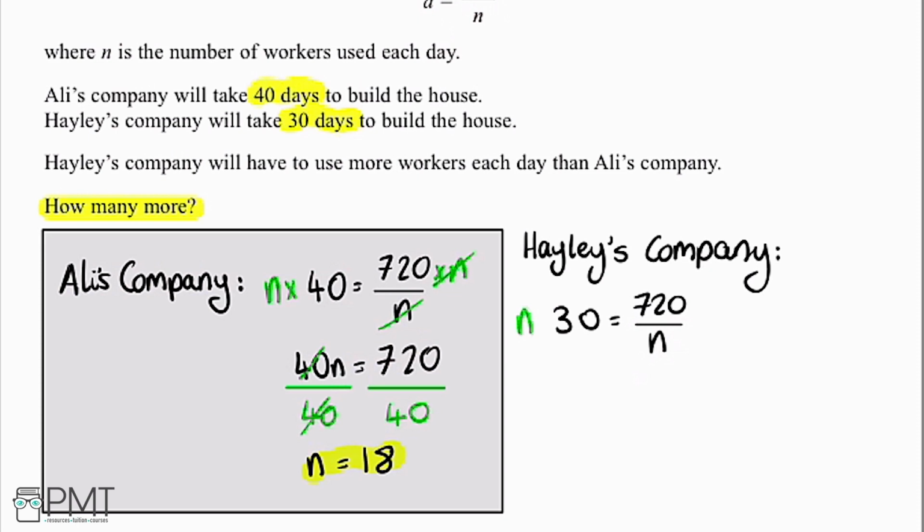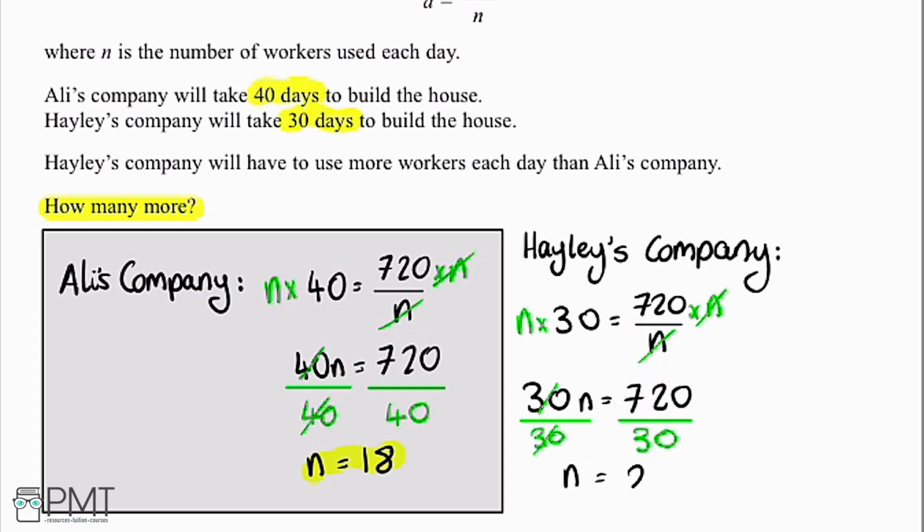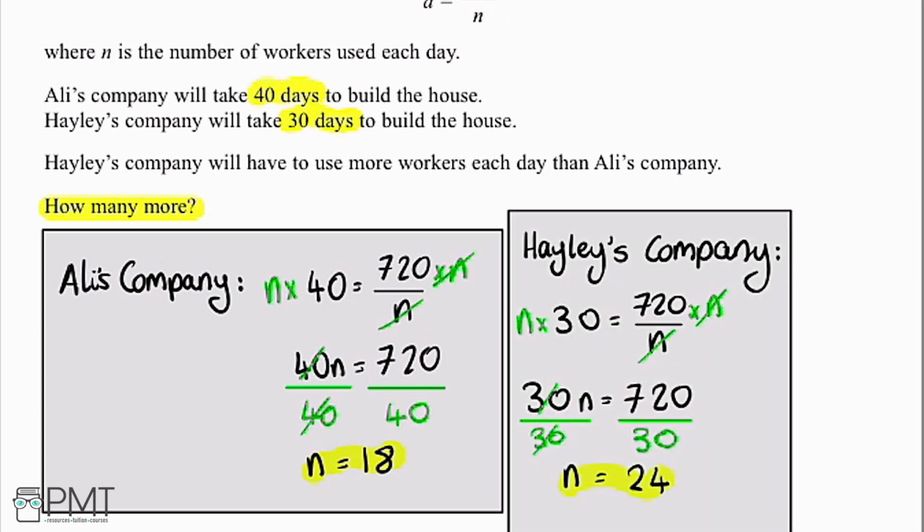So if I multiply both sides by N, we get the N's to cancel. So we're left with 30N is 720. We're then going to divide both sides by 30, and the 30's cancel on this side, giving us N equals, popping this side into the calculator, we get that as being 24. So Haley's company uses 24 workers.